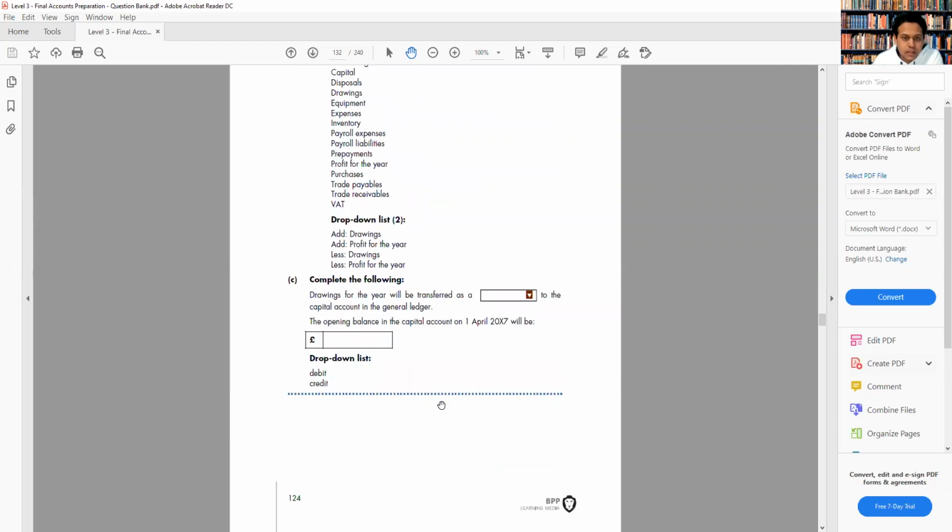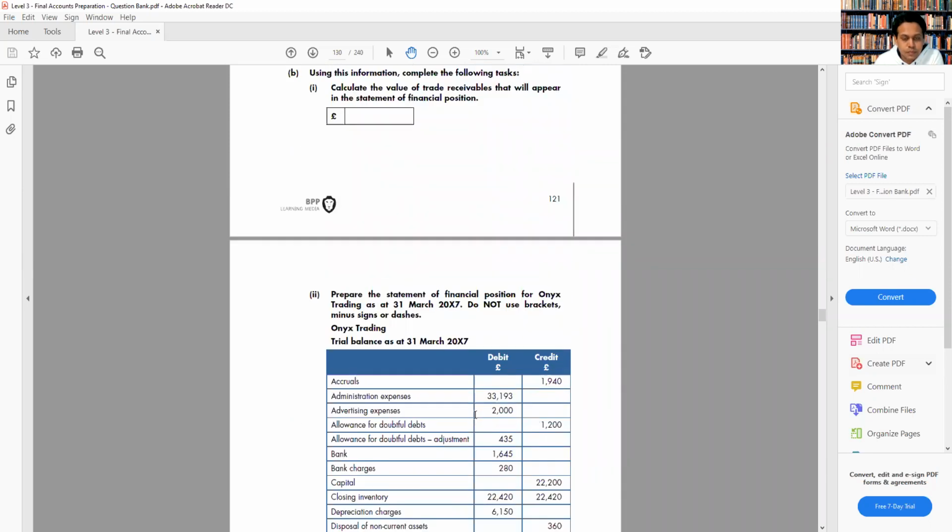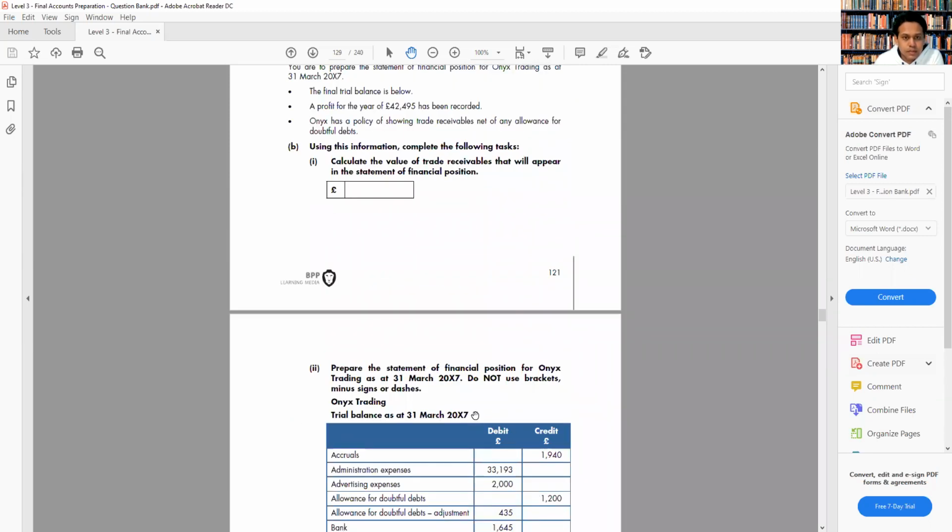Okay, so it's for the sole trader. So we understand it's not difficult. So let's do that. Let's do the first one. So let's have a look.